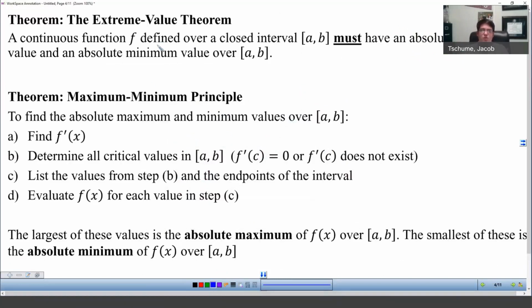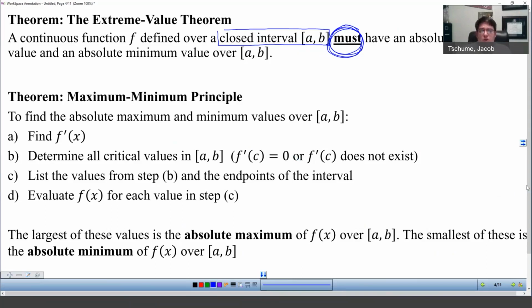If you have a continuous function f defined over a closed interval a to b, and this is key, if you have a closed interval defined, then you must have not only an absolute maximum value, but you have to also have an absolute minimum value. You have to have both. That only is true if you have a closed interval. We'll see an example a little bit later where you don't have a closed interval, and we'll talk about what you'll do with that later.